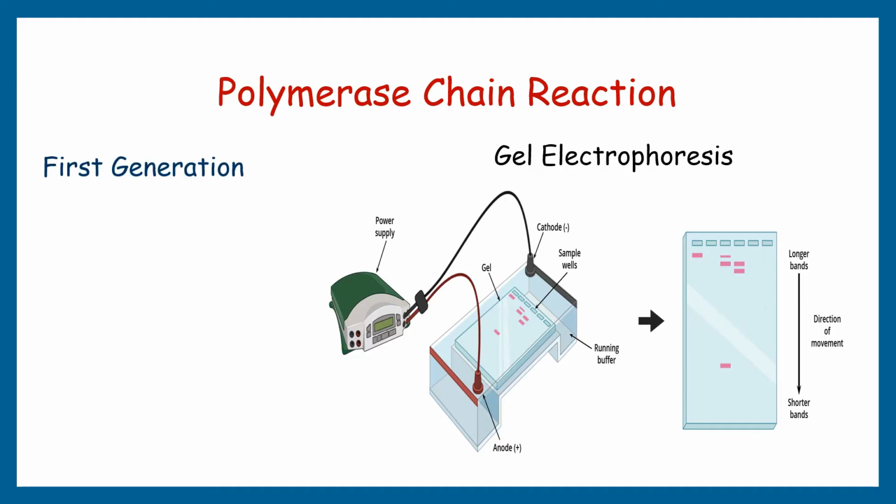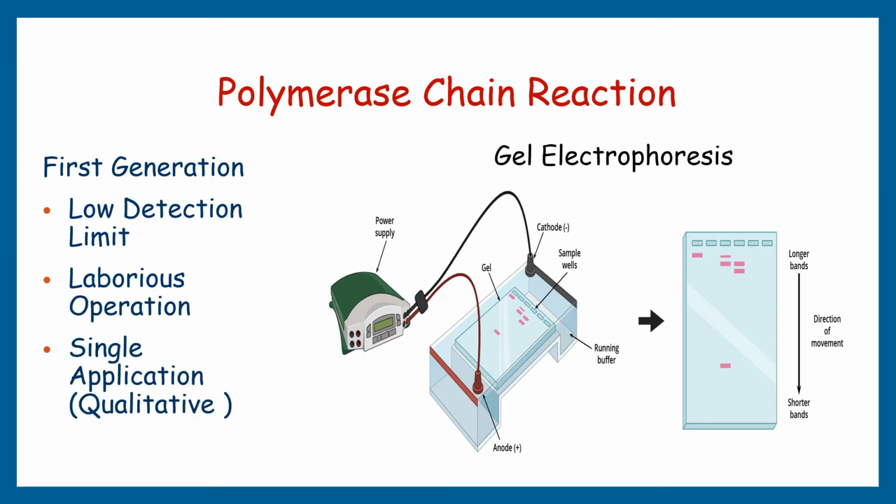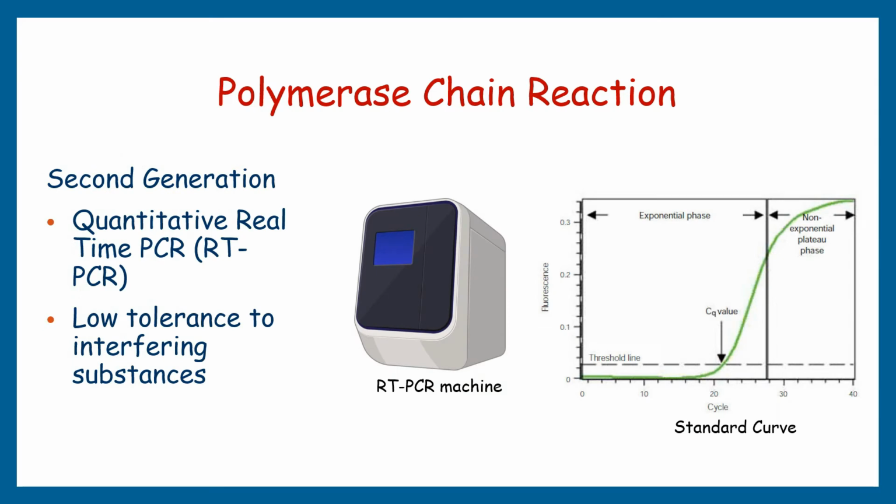Polymerase chain reaction has been modified by three generations. As we know, the first generation of PCR relies on gel electrophoresis to analyze PCR products. But they have certain limitations: they are always challenged by low detection limit, laborious operation, and have a single application, that is qualitative. Real-time quantitative PCR is the second generation of PCR. They can quantify the products with standard curves, but also show low tolerance to interfering substances.